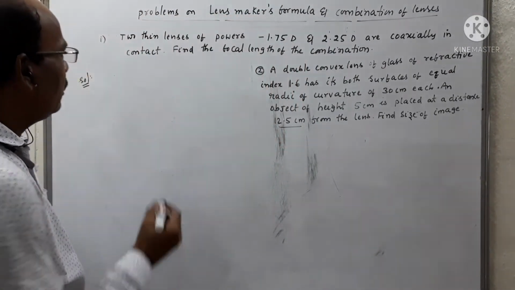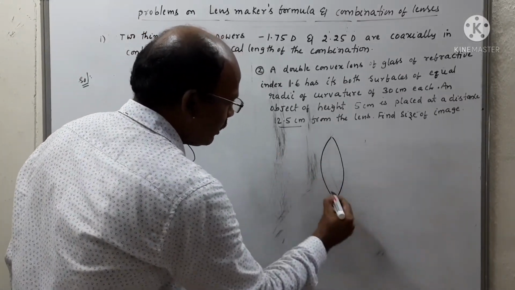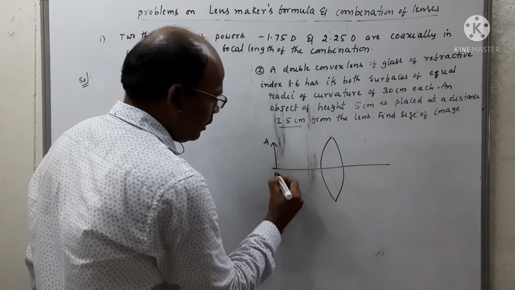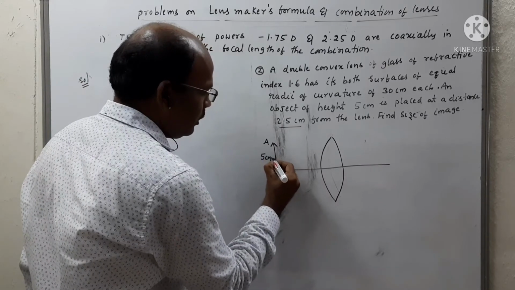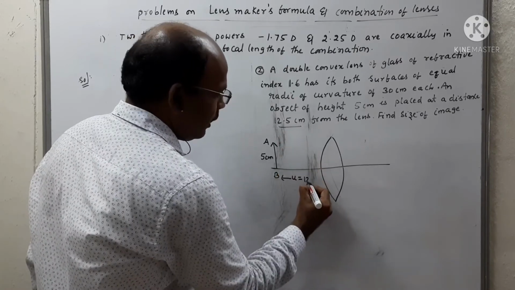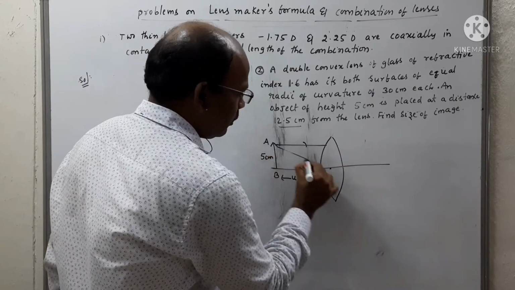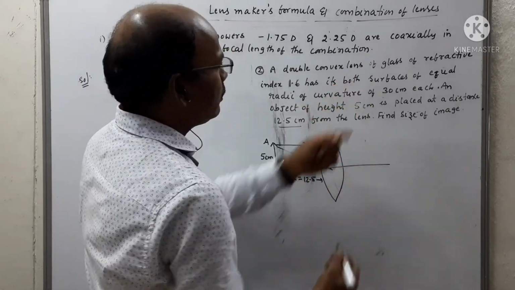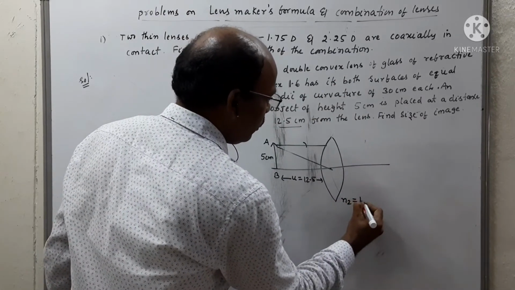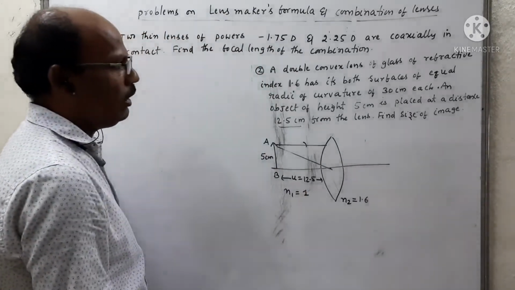So you are observing that the given diagram is like this. This is the convex lens and the extended object is given as AB. The size of the object is 5 centimeters and U is given as 12.5 centimeters. And the refractive index of the glass is given, so this is N2 is equal to 1.6. The refractive index of air is N1.